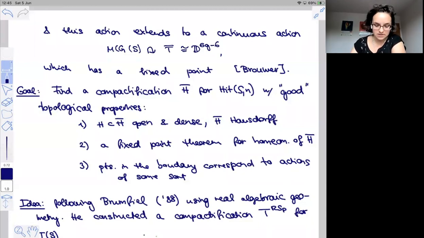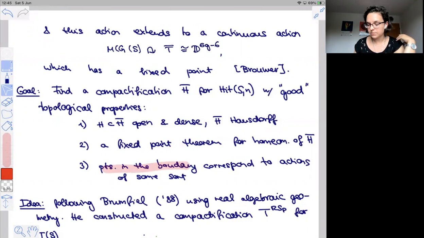Okay, so the goal is, as I stated, find a compactification with good topological properties. So as we saw before, we maybe want the Hitchin component, which I call H here, to be open and dense in its compactification. We want maybe this compactification to be Hausdorff, at least. We want to have some sort of fixed point theorem, right? So we used Brouwer's fixed point theorem to conclude something about this action. And points in the boundary should somehow correspond to actions of some sort. So this is very vague. This is more like informal, what we are maybe looking for.